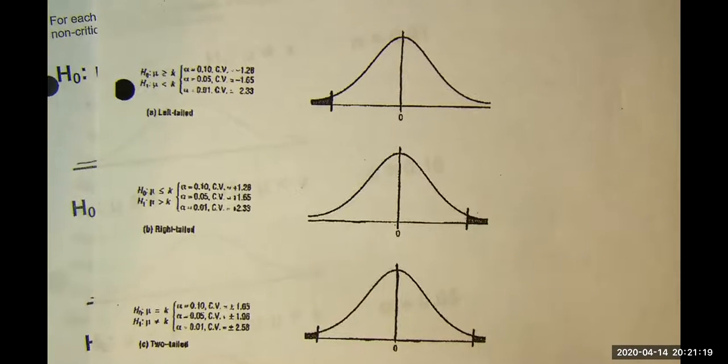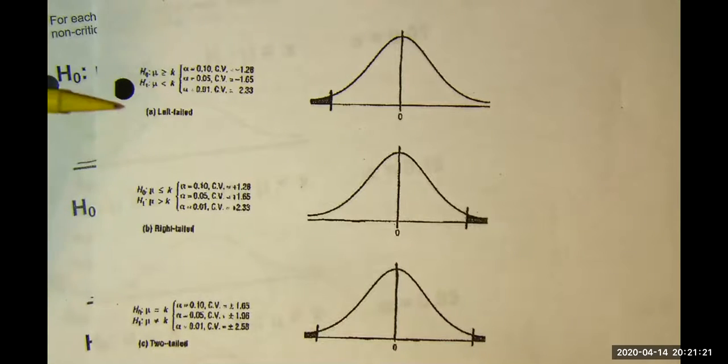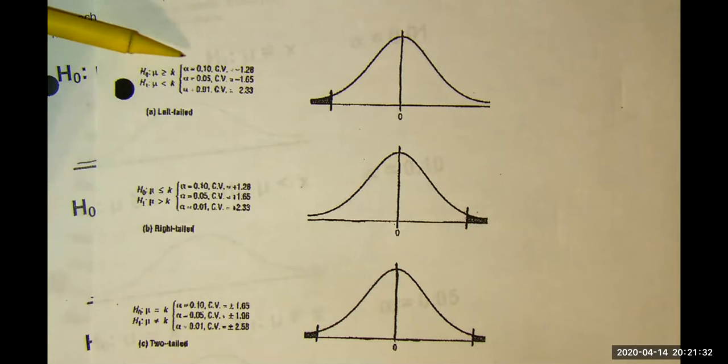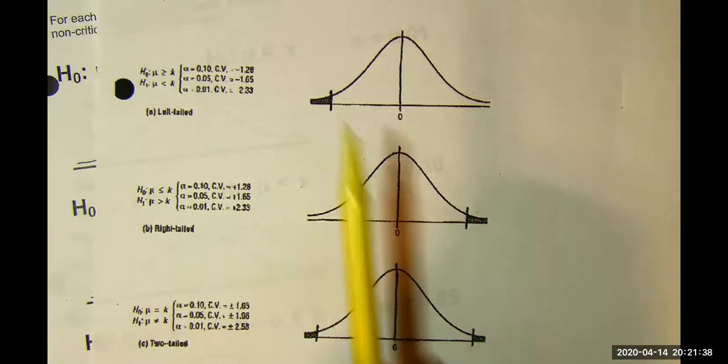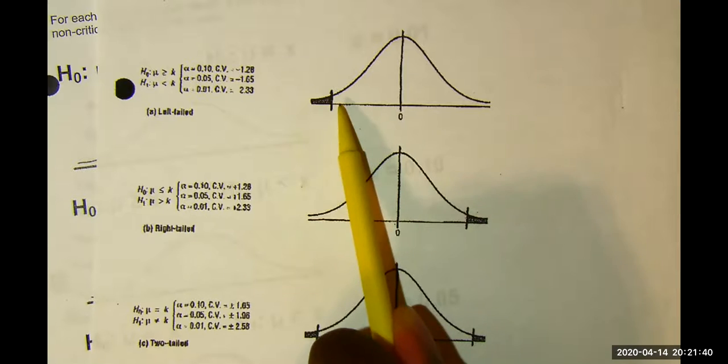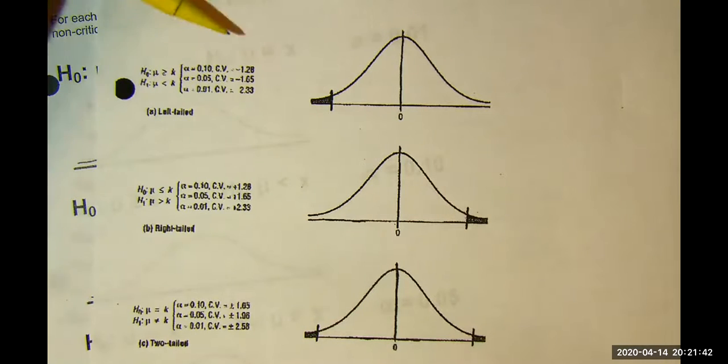So these are just examples. Let's start with the left tail test. Remember, we start from the alternative hypothesis. Mu is less than, so we shade to the left. These are different alphas. Alphas would be our error. So if our alpha is 10%, that means we have 10% error here. 90% is over here. Our critical value, negative 1.28, that's essentially the line of demarcation.